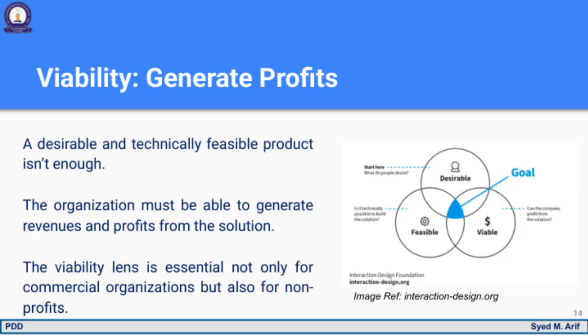So, even if a product is both desirable and technically feasible, that alone isn't enough to ensure success. It's crucial that the organization can actually generate revenues and profits from the solution. Without that financial viability, even the most innovative ideas may struggle to survive or scale. This viability lens isn't just important for commercial organizations aiming to make money. It's equally vital for nonprofits. They need to ensure that their solutions are sustainable and capable of generating the resources necessary to continue their mission.